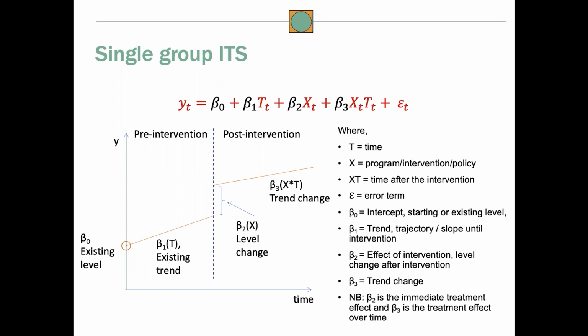Significant values in beta 2 indicate the immediate treatment effect, and significant values in beta 3 indicate the treatment effect over time.